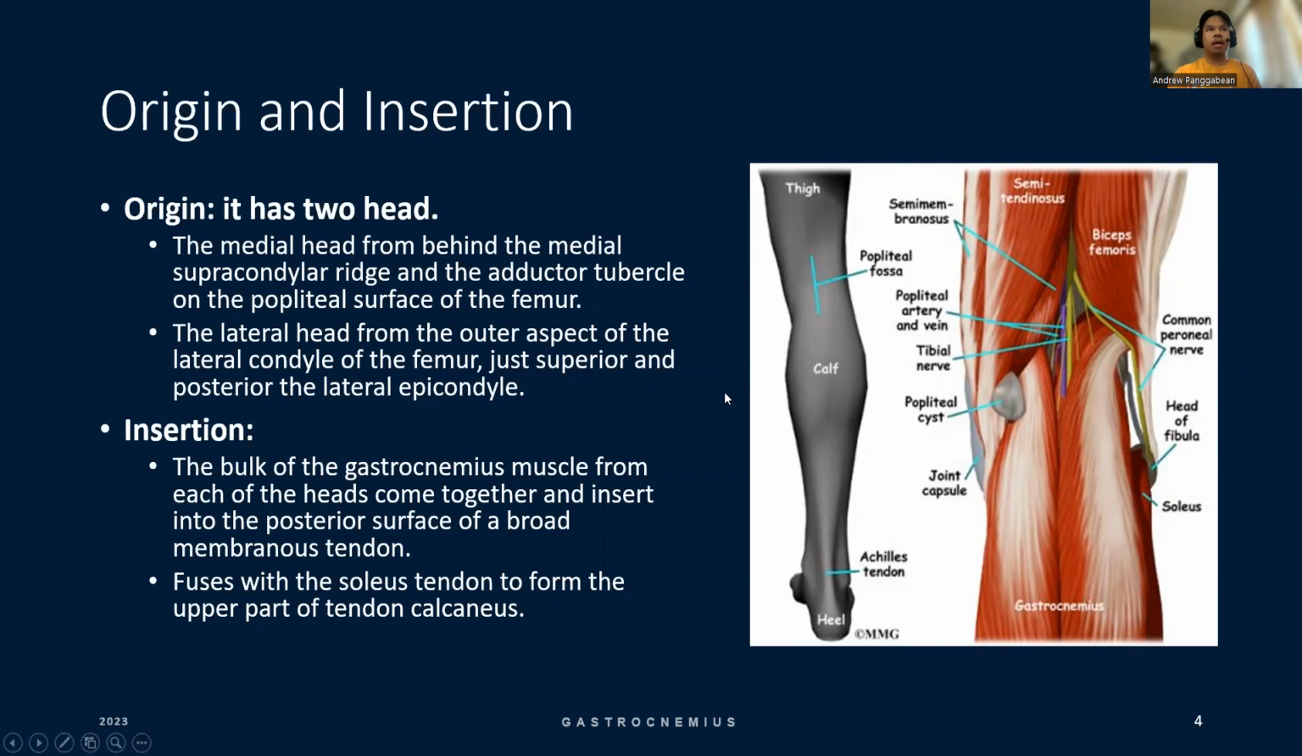And then the lateral head, which is the second one, is on the outer aspect of the lateral condyle of the femur, just superior and posterior to the lateral epicondyle. And for the insertion, the bulk of the gastrocnemius muscle from each of the heads comes together and inserts into the posterior surface of a broad membranous tendon. And then it fuses with the soleus tendon to form the upper part of the calcaneal tendon.